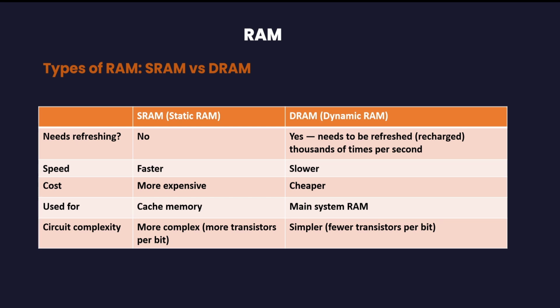DRAM simpler, fewer transistors per bit. The single most important exam fact here is SRAM is used for cache because it is faster, even though it is expensive, but cache is small, so the cost is manageable. DRAM is used for your computer's main RAM because you need a lot of it cheaply, and some speed loss is acceptable. If a question asks which type of RAM does not need refreshing, that is SRAM. If it asks which type is used as a computer's main memory, that's always DRAM.